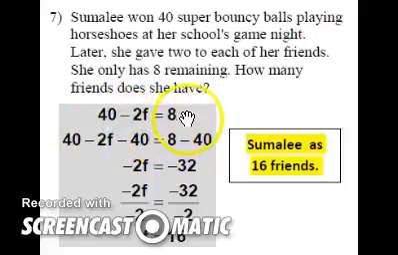All right. So we're going to put the constants together. So 40 minus 40 on this side. We got to take away the 40 on the other side as well. That eliminates our 40, and we end up with negative 2f on this side. 8 minus 40 is negative 32 on this side. We want to get that coefficient down to 1, so we divide both sides by negative 2. F equals 16. So altogether, she has 16 friends. If we put it back in to check it, 40 minus 2 times 16 is 32. 40 minus 32 is 8, so we know we're right.